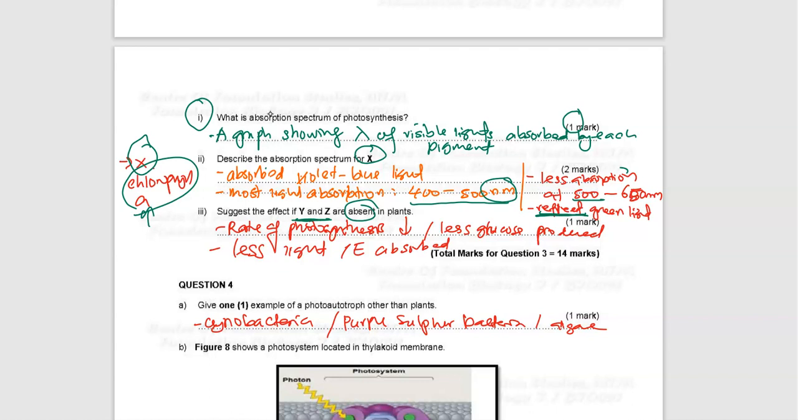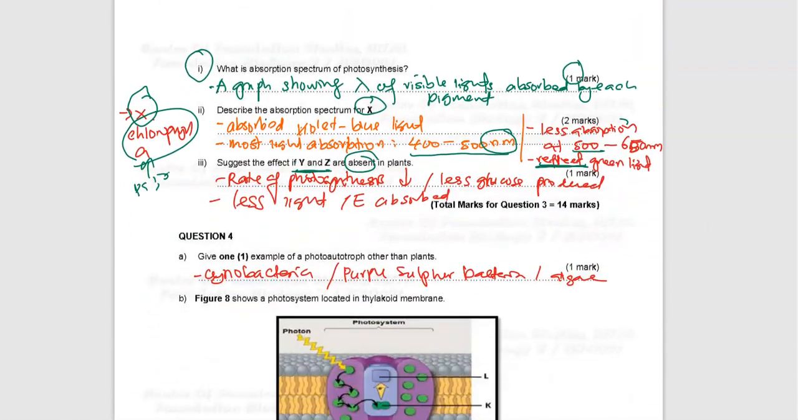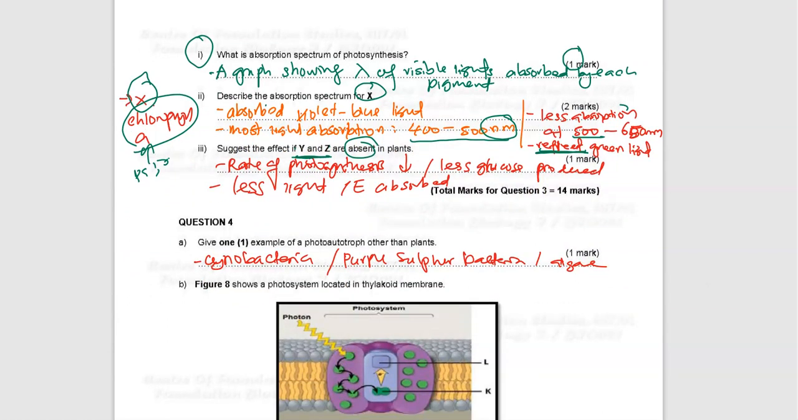They are found in the reaction center of photosystem 1 and photosystem 2. Y and Z are accessory pigments. Okay, it can be chlorophyll B and also carotenoids. For example, chlorophyll B and carotenoids. So if the accessory pigments are absent, it means that the rate of photosynthesis will be reduced.